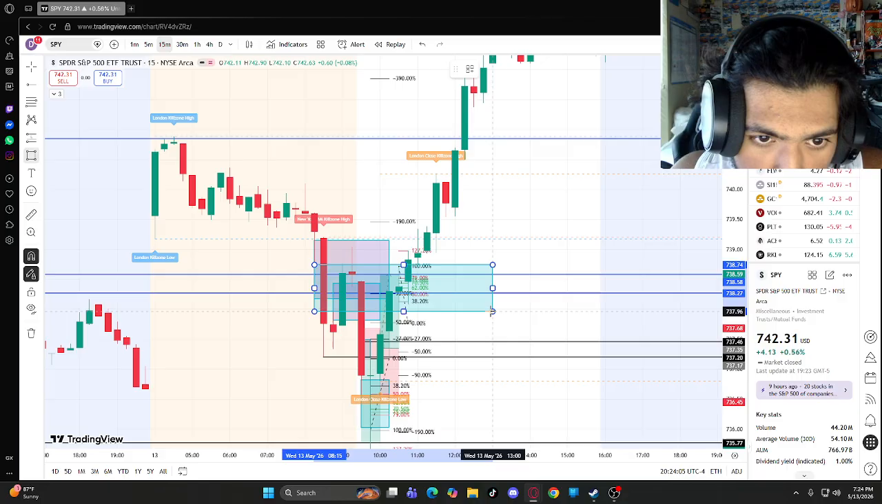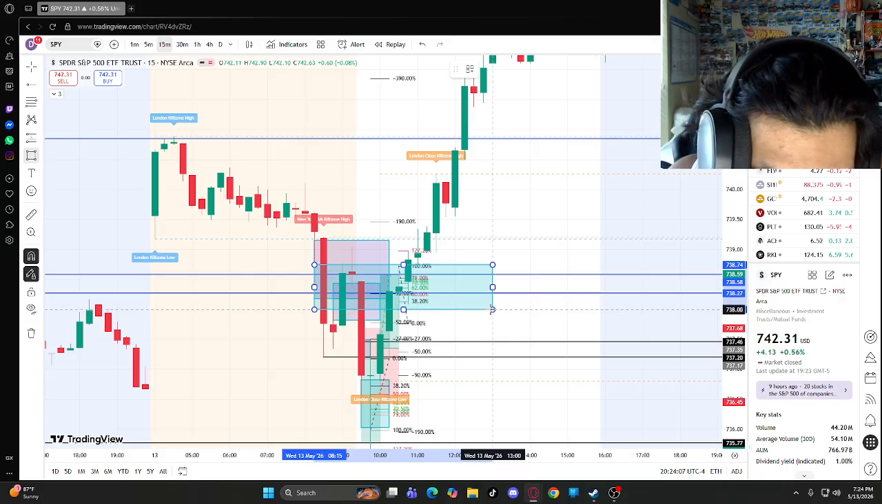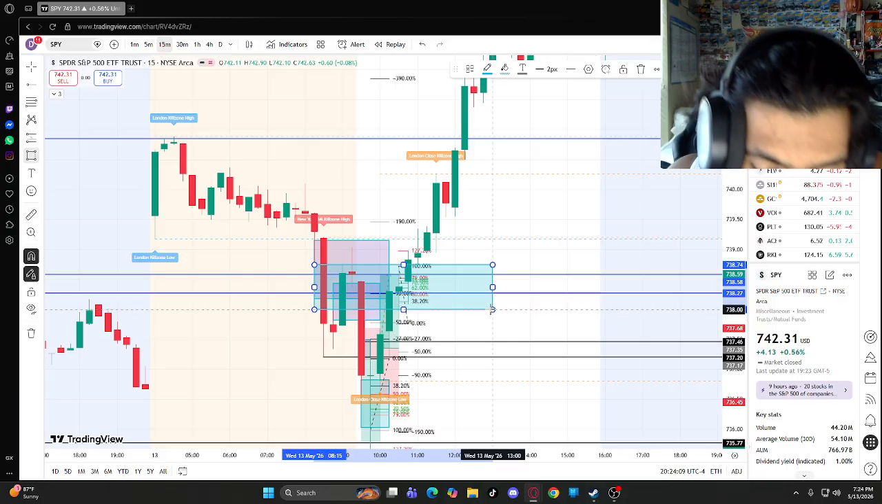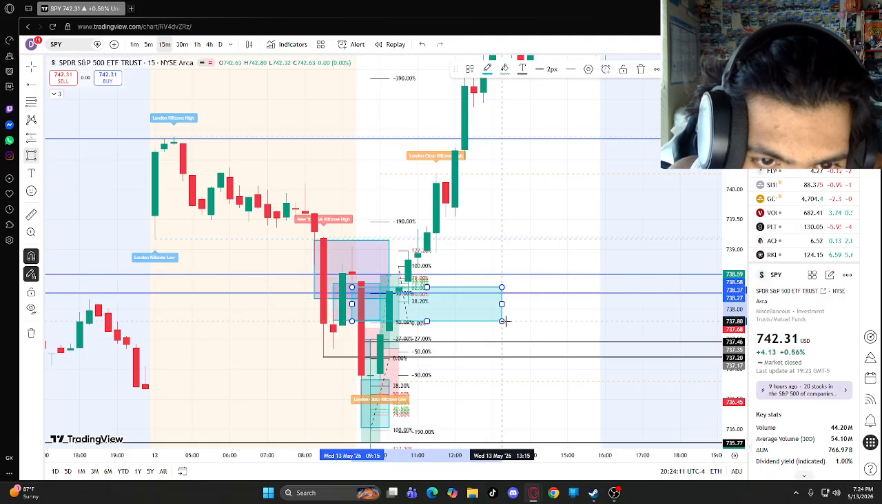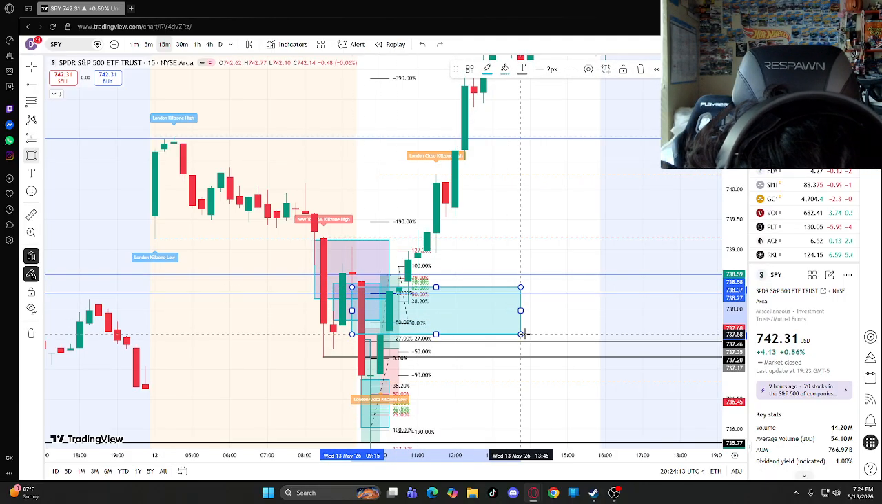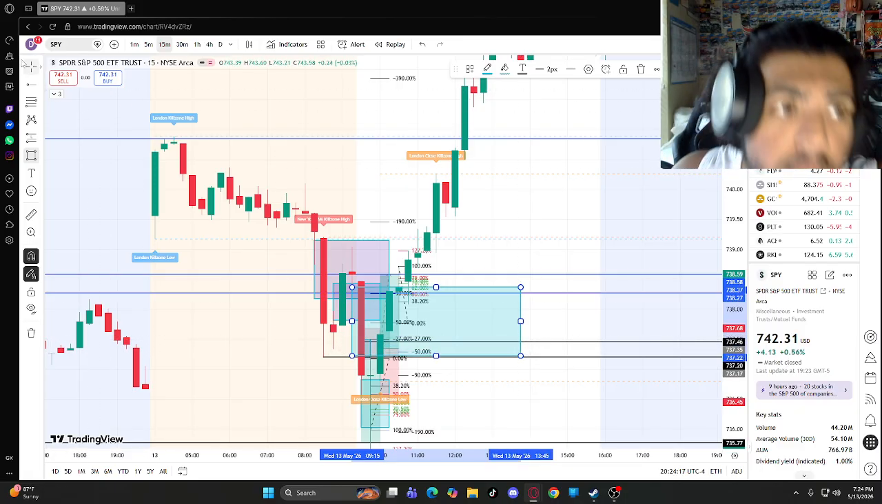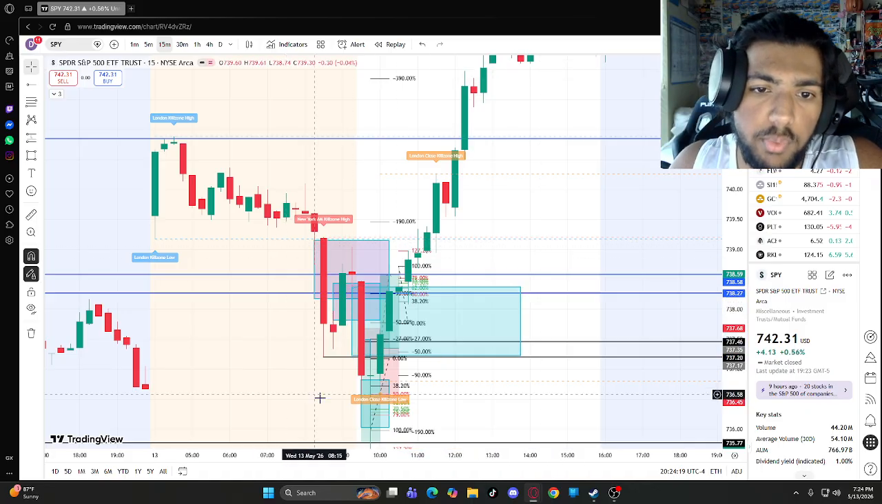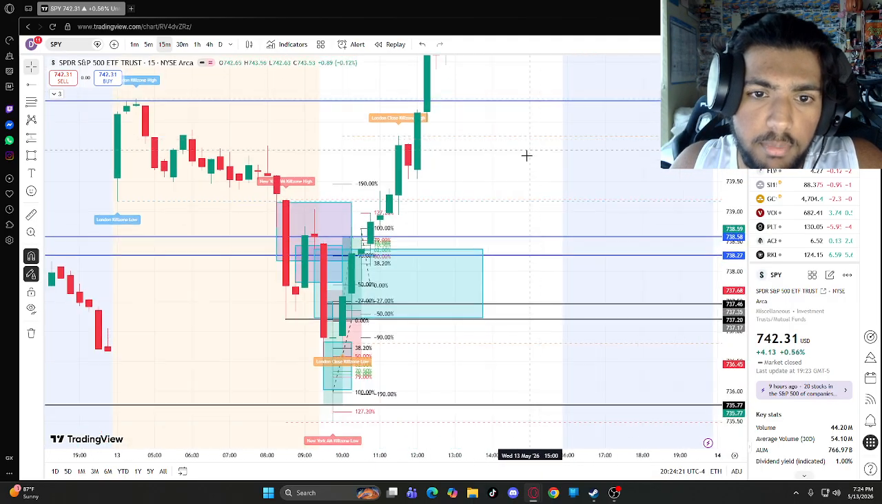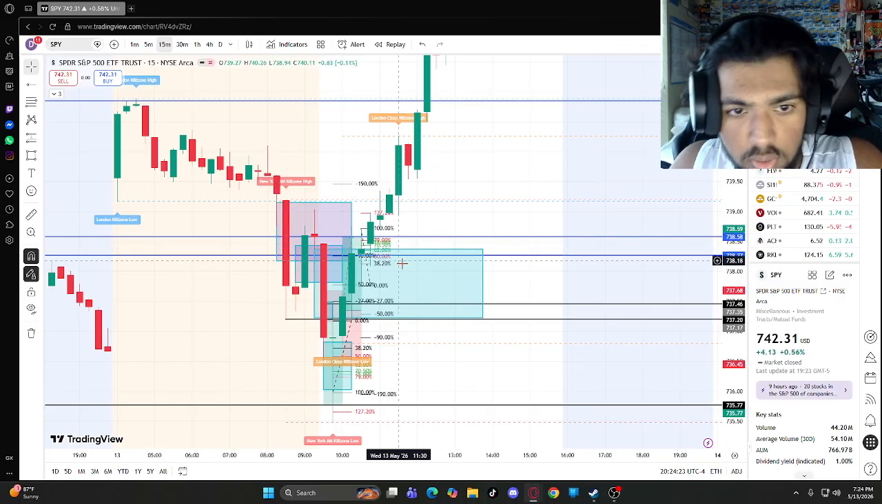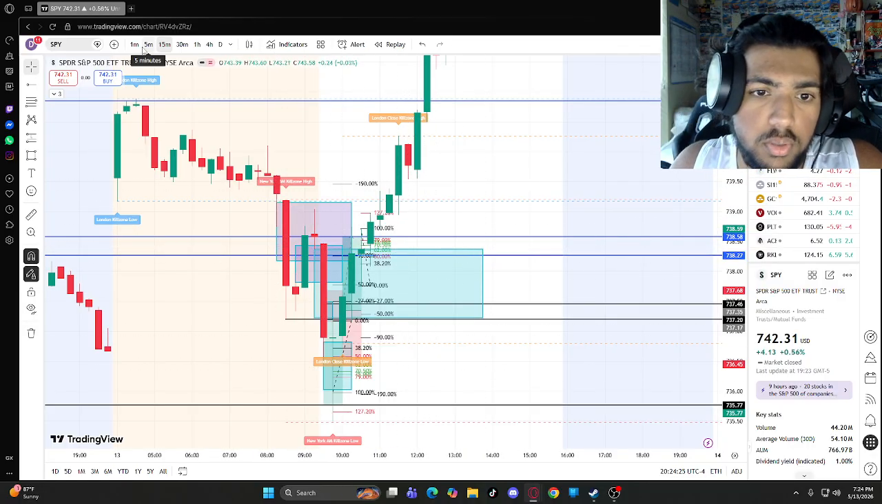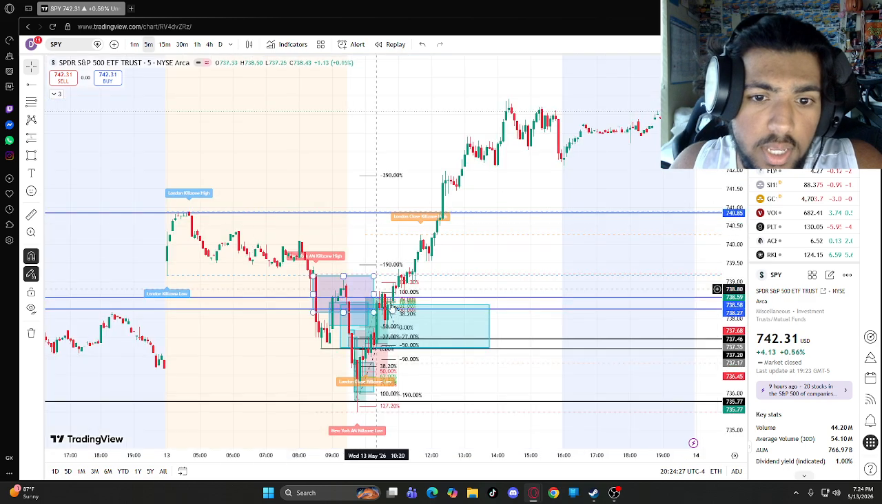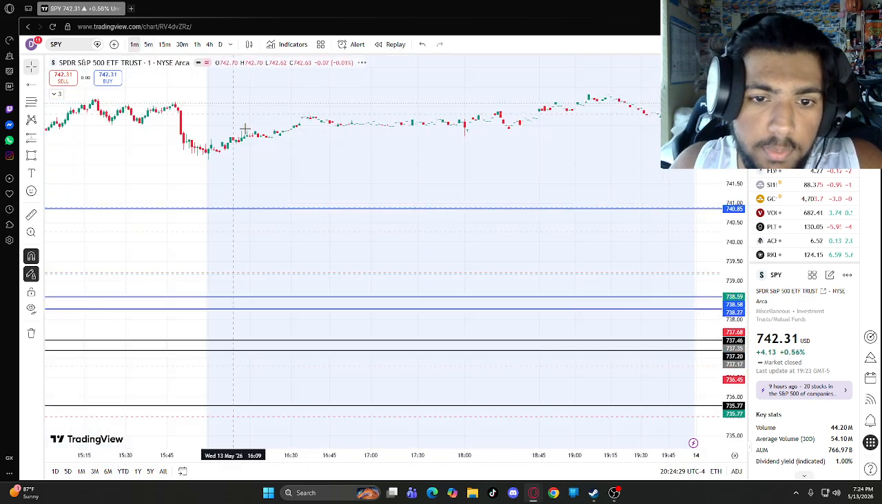I'm gonna put it in blue so you guys can see. That big box that we were talking about ended up being a 15-minute fair value gap. If we would have filled this 15-minute fair value gap, we would have gone to the downside, right? So that's why it was very tricky trading in that range.